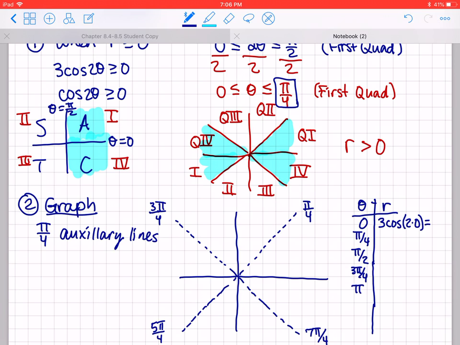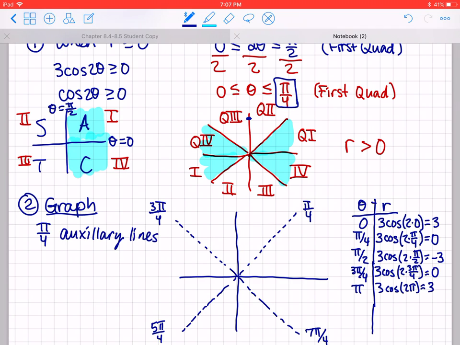So that's 3 cosine of 0, which is 3. 3 cosine 2 times pi over 4. And so that's really cosine of pi over 2, which is 0. So then we get a 0. Then we get 3 cosine 2 times pi over 2. So cosine of pi, so we get negative 3, which we knew it was going to be negative here at pi over 2. So here's our negative values. And then we substitute in, we get 0, substitute in here, and we're back at 3.